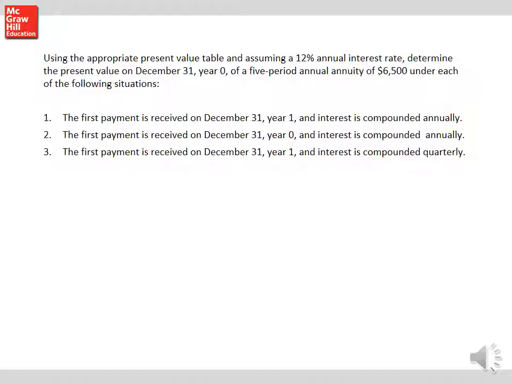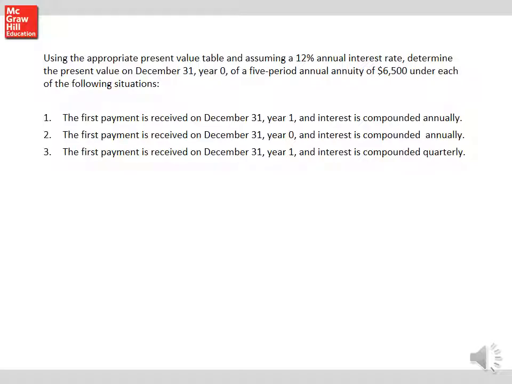So you're still looking at annuity payments, but you're not looking at what putting money away will be worth in the future. You're looking at, if I had this much today, how much would I have to put away today? And this way you could view it to get an equal amount over equal interval time. So we have some different scenarios. The first one is the first payment is received on December 31st, year one. So that's at the end of the compound period and compounded annually.